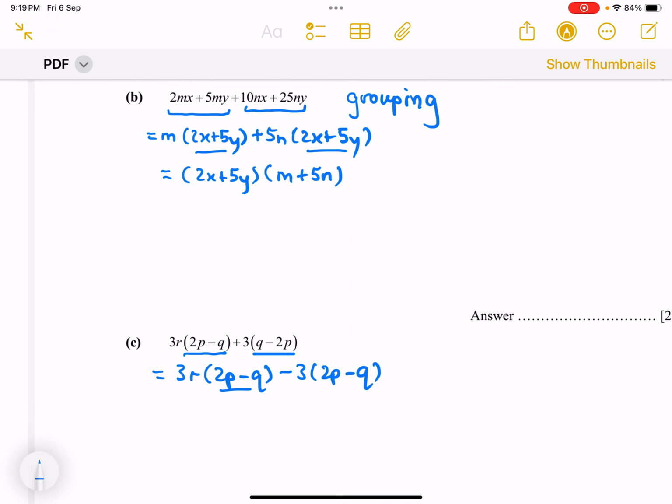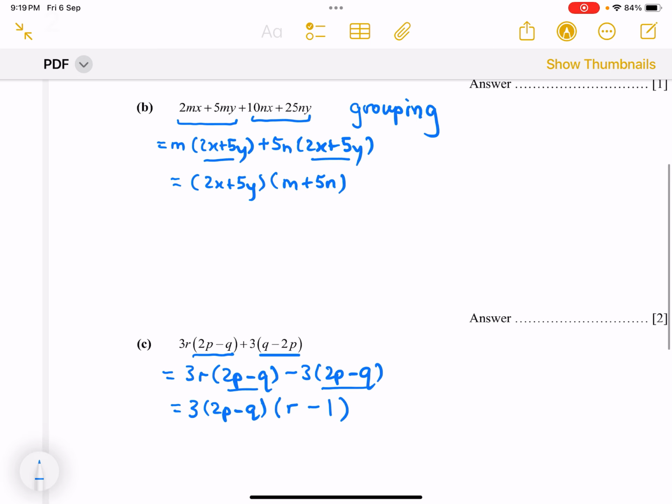Now, both have 2p minus q and also 3. So we are taking out 3 and 2p minus q, right? Which is common to both. And what we have left, we have taken out 3 already. What is left is r. And we have taken out 2p minus q. And on the other side, it is 1. Because 3 times 2p minus q multiplied by 1 will give us negative 3 times 2p minus q.